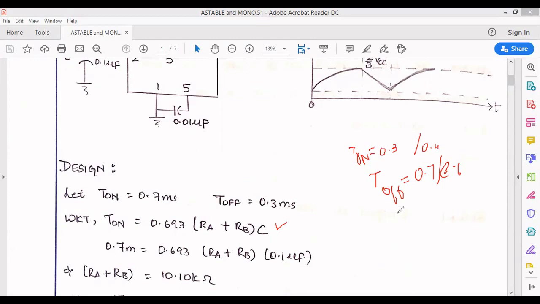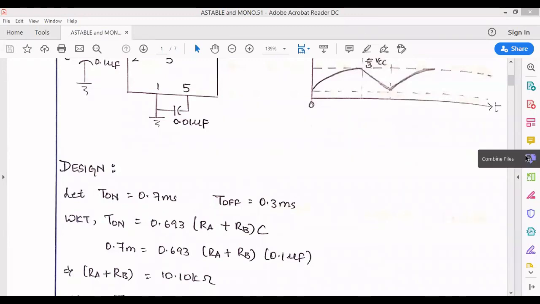So here the T on and T off are varying. Earlier T on was greater than T off; in this case T on is less than T off, so that's why the circuit is called an astable asymmetric multivibrator. Once you get the values of RA and RB, now we are going to see the waveform. This is the design.